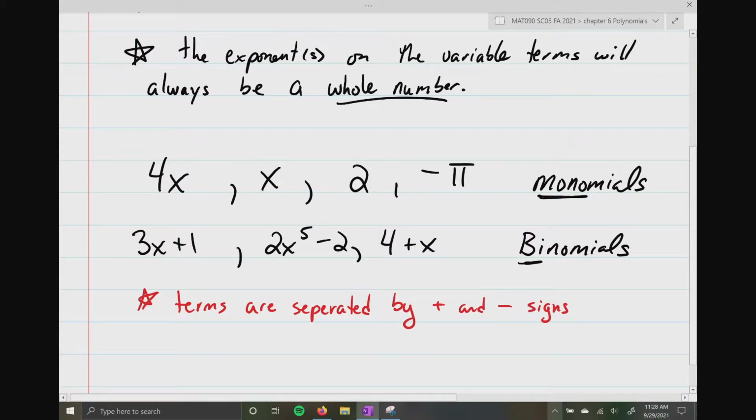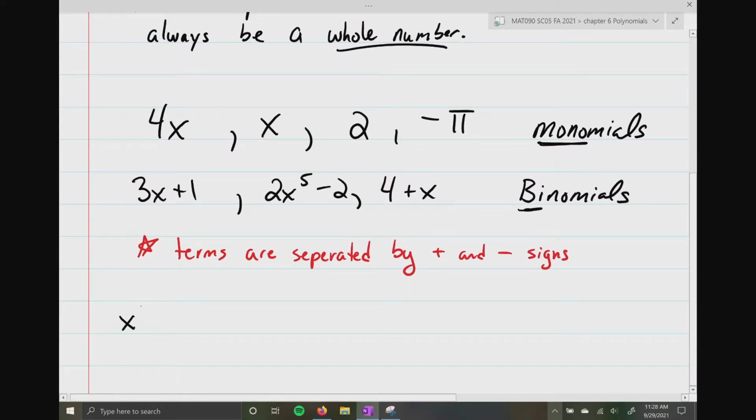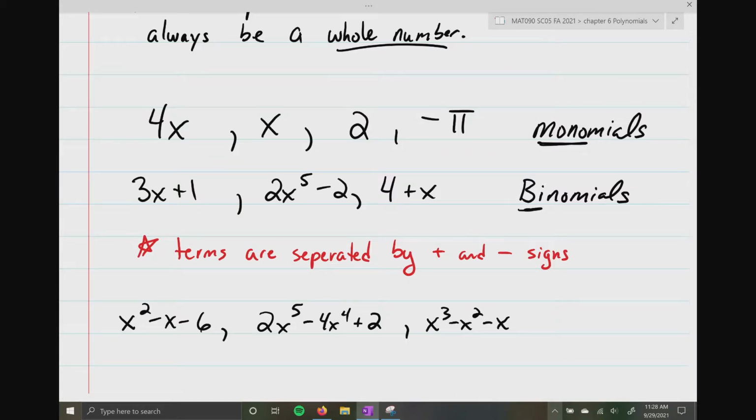Any questions? Am I moving too fast? Or are we okay? All right? Perfect. Now, the third type of polynomial is this. All right. Who wants to take a stab at this name? Trinomial? Perfect, Craig. These are called trinomials. Tricycle, three wheels, 3 terms.